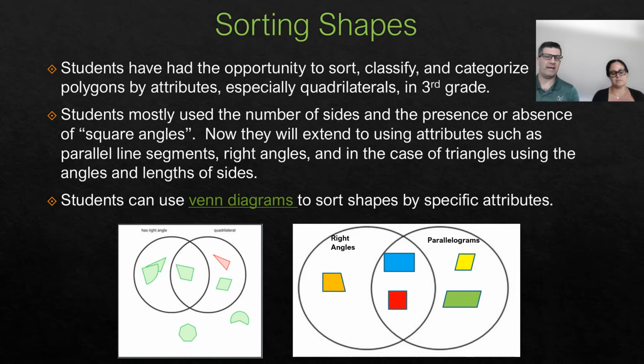And I really like the Venn diagrams because kids can kind of sort how they think. They can come up with their own attributes, move them around. You could do a guessing game where maybe you sort one way, I sort another, and then we go and try and guess what the attributes were that were used.